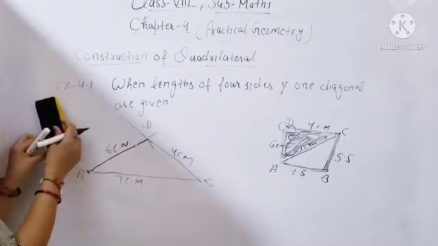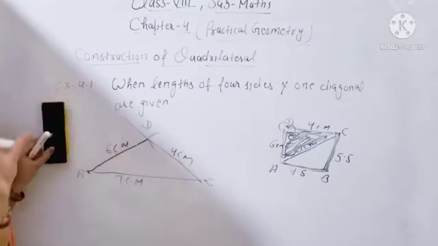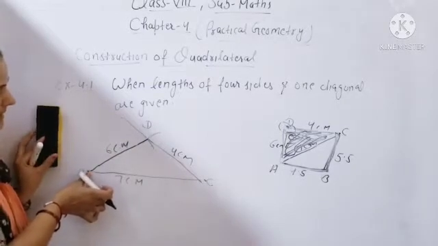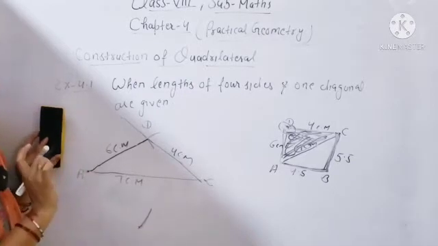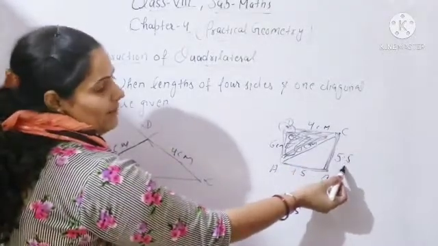Okay, for example, this is your ruler, this is your compass. You will open your compass with the help of the ruler 4.5 centimeter, and you will draw the arc. You will put your compass at point A and you will draw the arc 4.5 centimeter like that. Clear? Same like that from point C it will be 5.5.